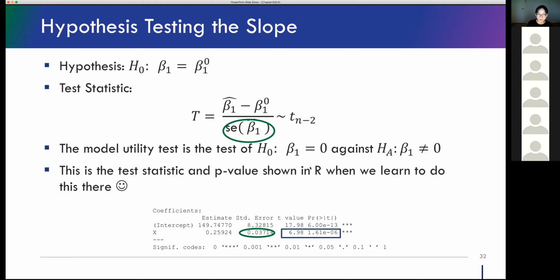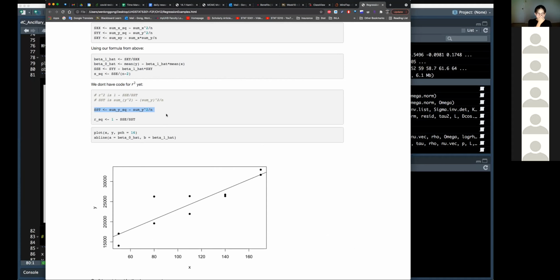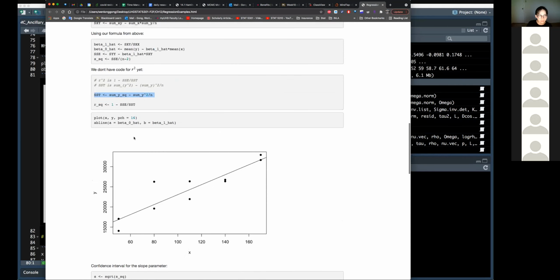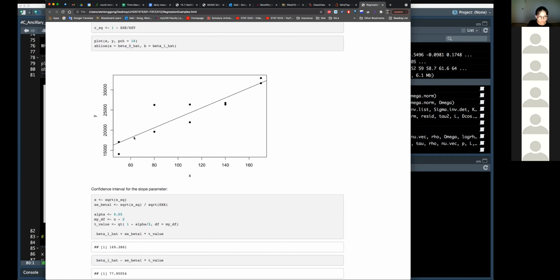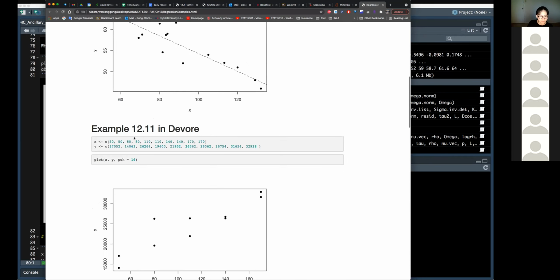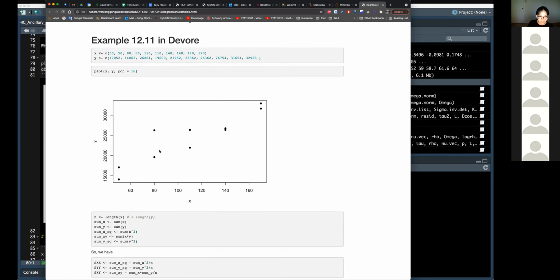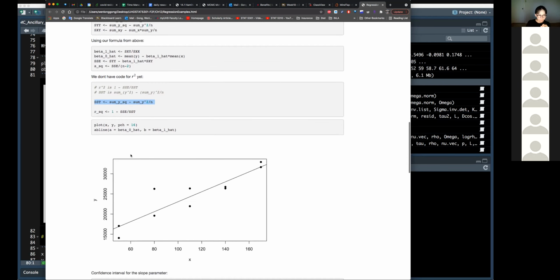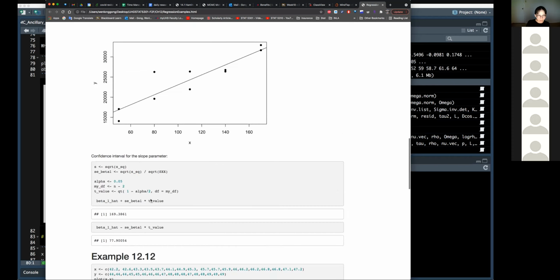Now let's follow up on this data, which is from example 12.11 in the textbook. We calculated the R square here, and we plotted the data and added the regression line here. Now we do a confidence interval for the slope parameter, a confidence interval for our beta 1, for our beta 1 hat.